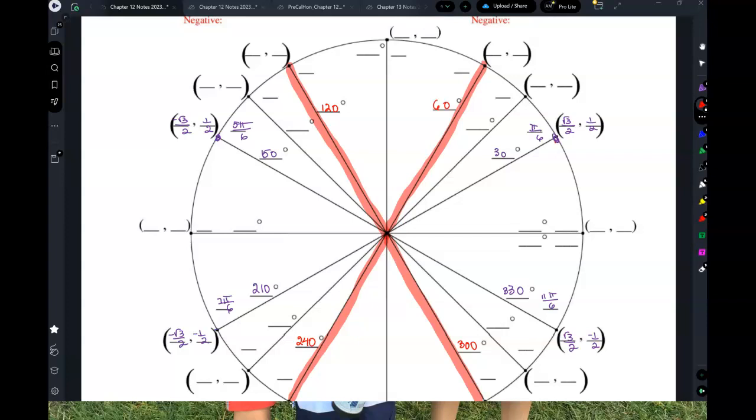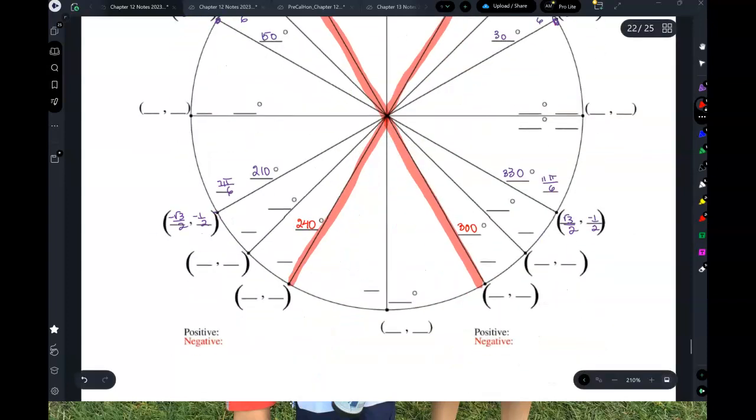So this is pi over what now? For the 60 degrees, pi over 3. So this is 2 pi over 3. 4 pi over 3. 5 pi over 3.